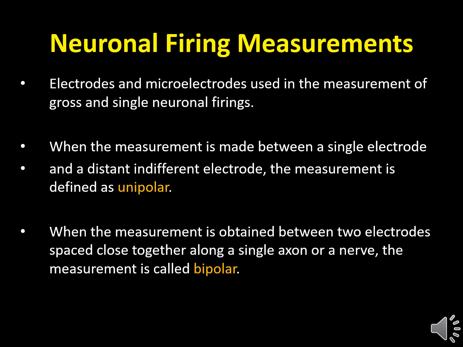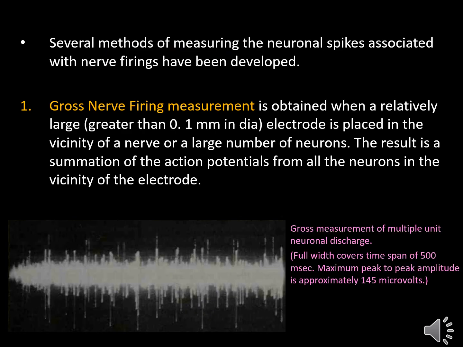Electrodes and microelectrodes are used in the measurement of gross and single neuronal firings. When the measurement is made between a single electrode and a distant indifferent electrode, the measurement is defined as unipolar. When the measurement is obtained between two electrodes spaced close together along a single axon or a nerve, the measurement is called bipolar. Several methods of measuring neuronal spikes have been developed.